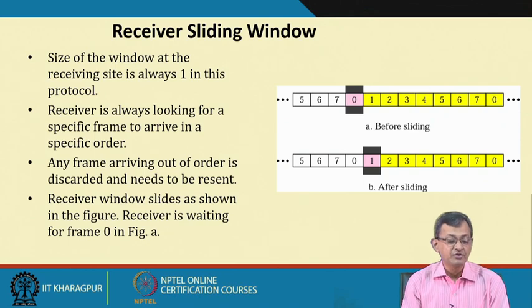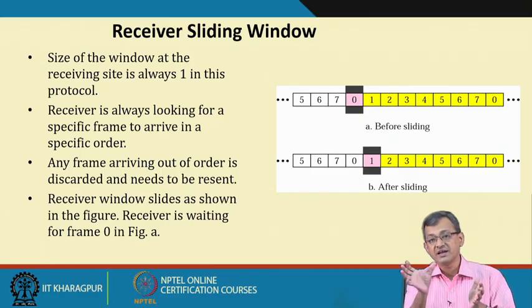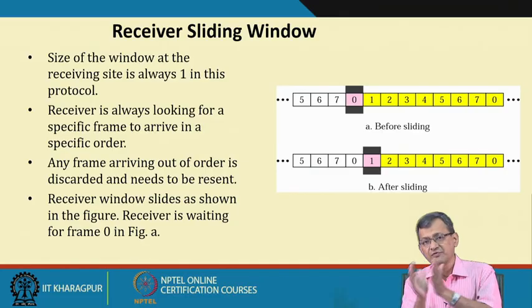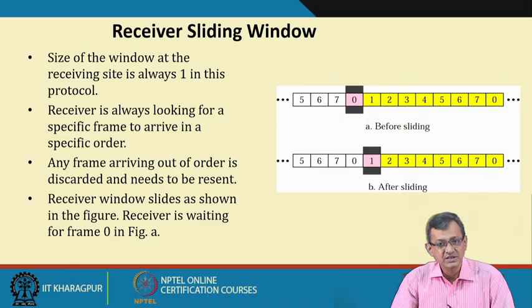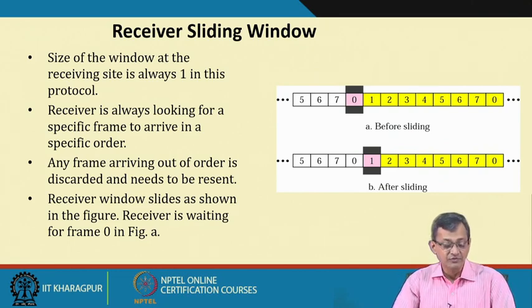At the receiving end, the size of the receiving window is always 1 for this protocol, right. The receiving window is always looking for a specific frame to arrive in a specific order. So, whether the sender window is sliding or not, the receiver is waiting for that specific frame in a specified order, right. Any frame arriving out of order is discarded and needs to be retransmitted, right. A frame may arrive out of order due to, say, multipath delay, etc., so it will be resent.